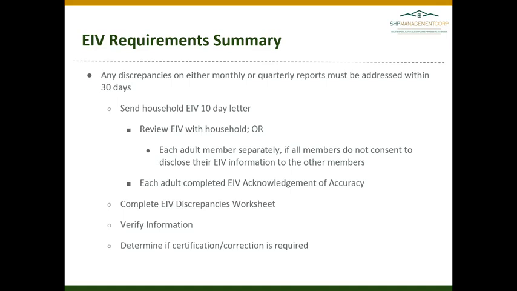And that is true regardless of when you meet with that household and discuss EIV, whether that is due to a discrepancy or just regular annual recertification processing. After you've reviewed the EIV with each adult member, each adult must also complete the EIV Acknowledgement of Accuracy form. If they do not agree with the information in EIV, they should note that on the form.